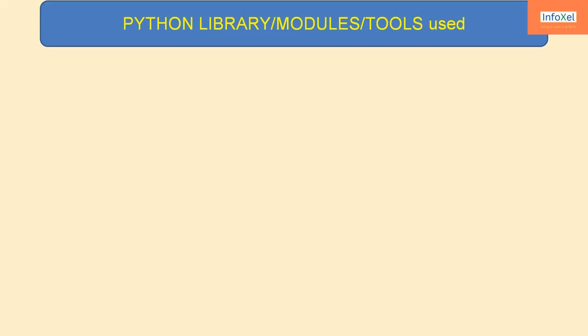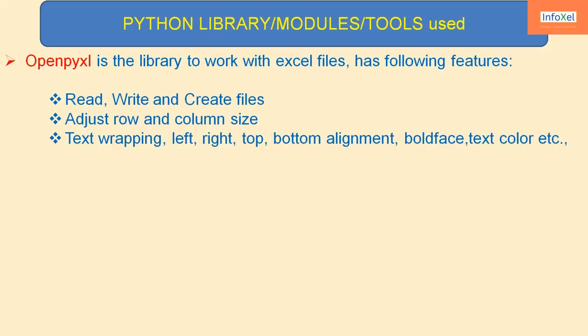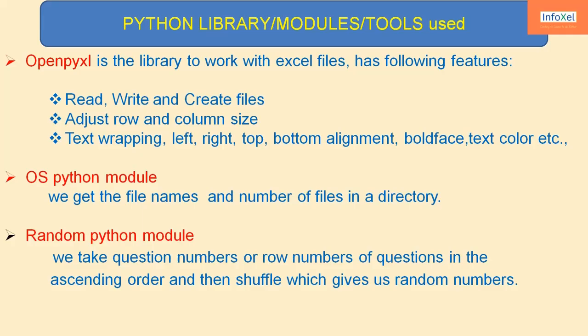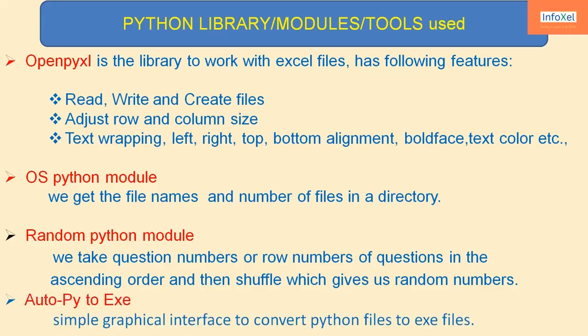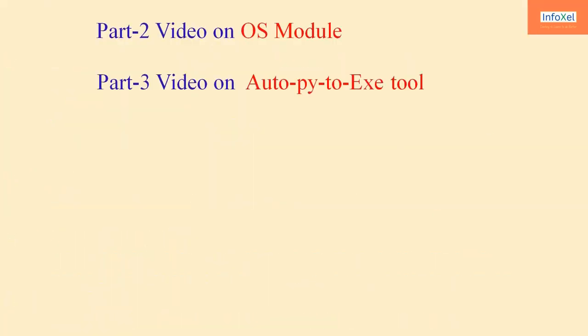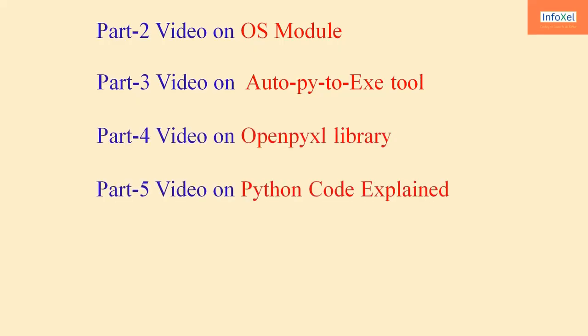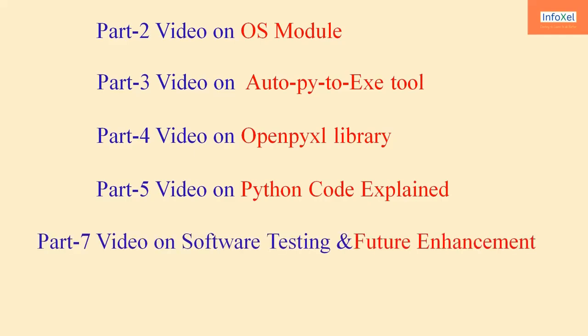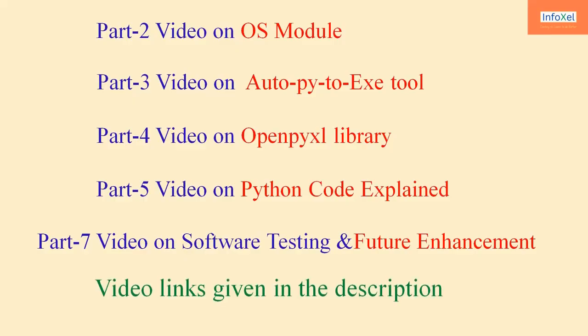To develop this project, what Python library, modules and tools have been used, we will see now. openpyxl is a library, OS Python module, random Python module, and we have used Auto-py-to-exe. We will see all of this in detail in part 2 video on OS module. Part 3 video is on Auto-py-to-exe tool. Part 4 video is on openpyxl library. Part 5 video is on Python code explained. Part 7 video is on software testing and future enhancement. So video links will be given in the description.